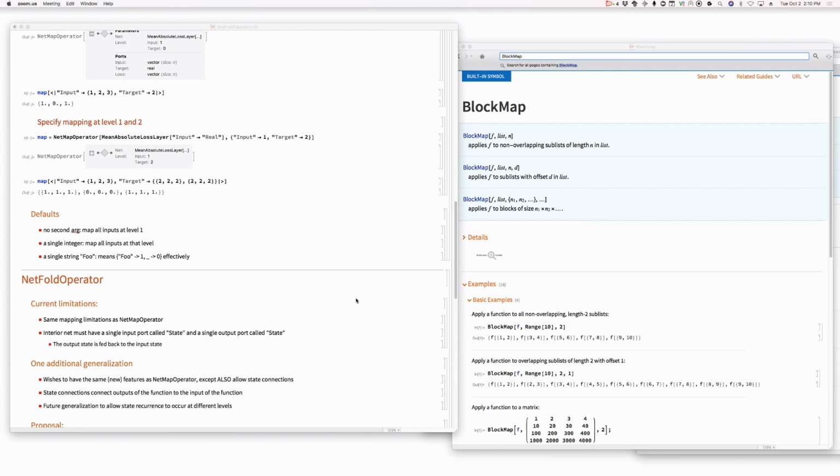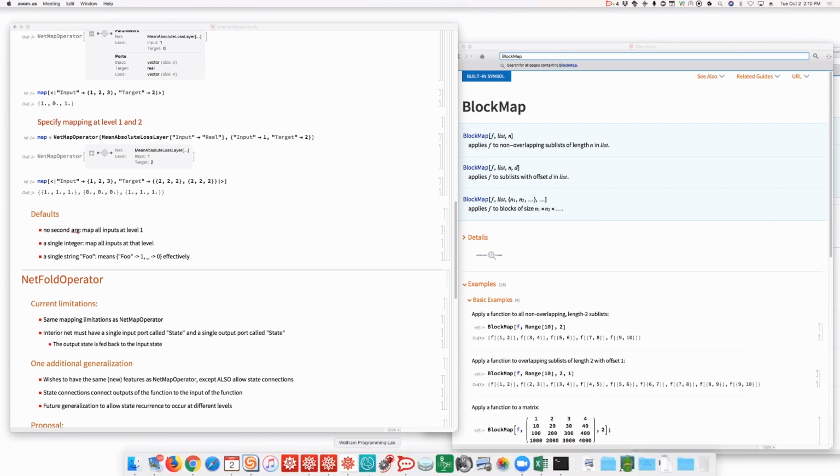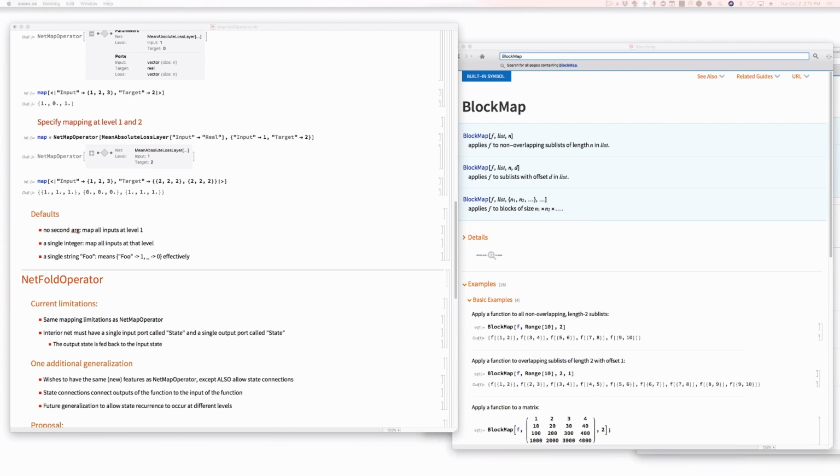All right, I need to go. Great. All right, so there's some documentation work and there's one more iteration here with this NetFold thing that are going to be needed, right? Correct.